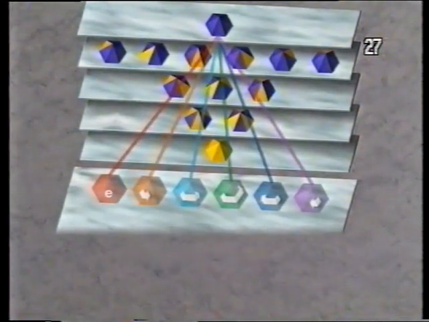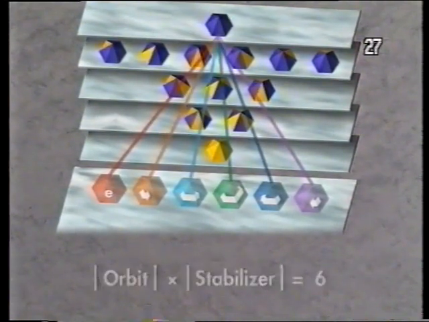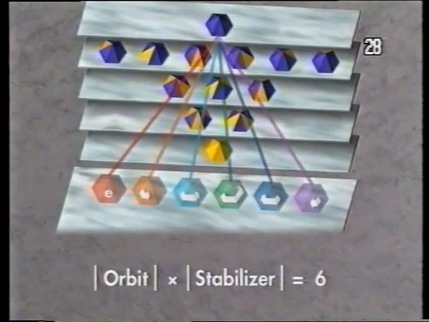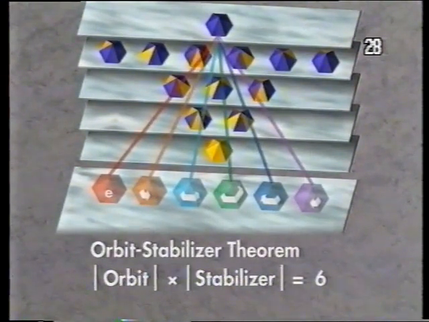There are the same number of connections from each orbit. In each case, the size of the orbit times the size of the stabiliser is the same. In fact, it's equal to 6, the order of the symmetry group. This is an important theoretical result called the orbit stabiliser theorem, and it's proved in the unit. But how does this help count the orbits?